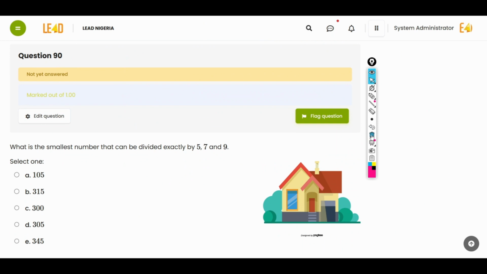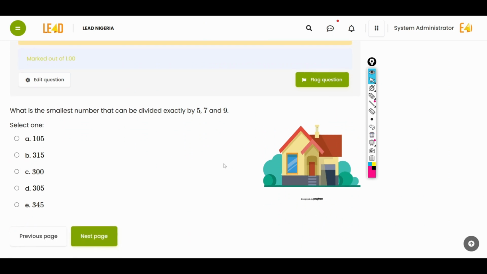Question 90 says, what's the smallest number that can be divided exactly by 5, 7, and 9? Smallest number that can be divided by 5, 7, and 9.